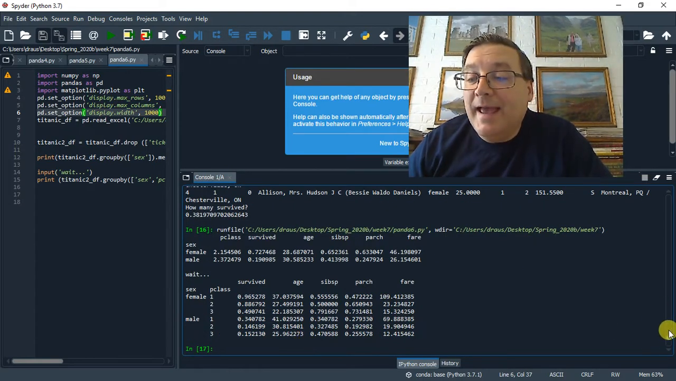If we start looking at that same information based on their ticket class, we can say 96% of the women in first class survived, 88% of the women in second class survived, and 49% of the women in third class survived. And then we look at the men, we say only 34% of the men in first class survived, 14% of the men in second class survived, and 15% of the men in third class survived.